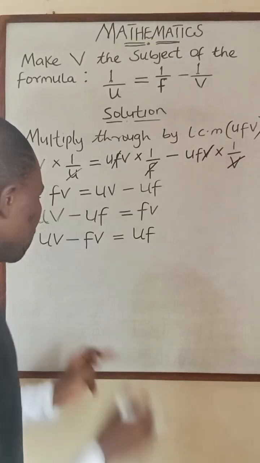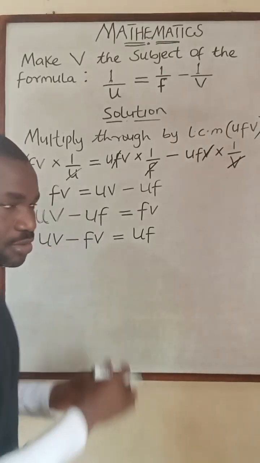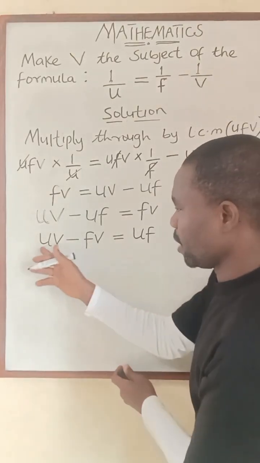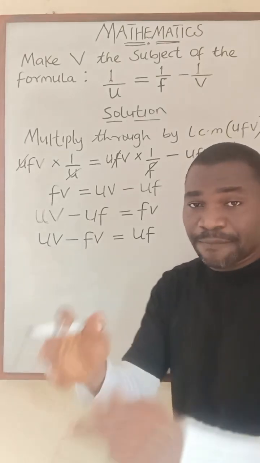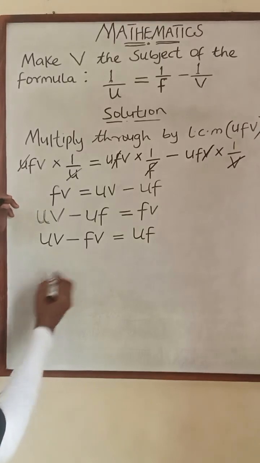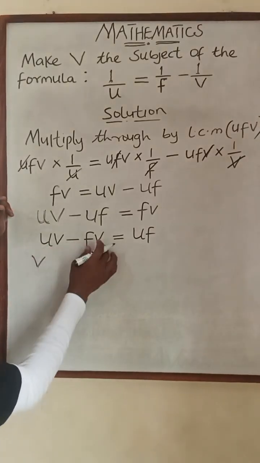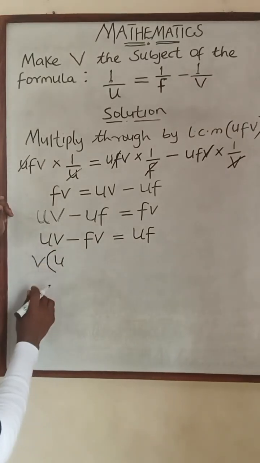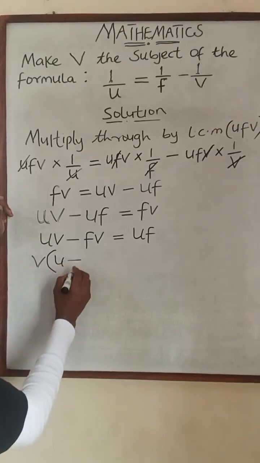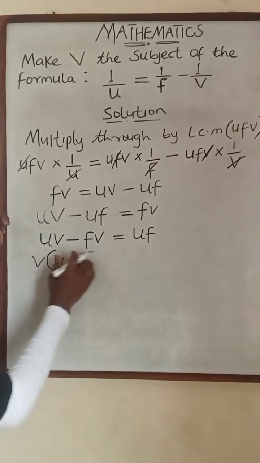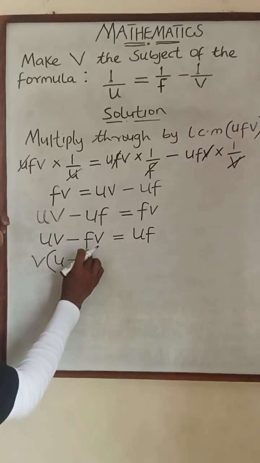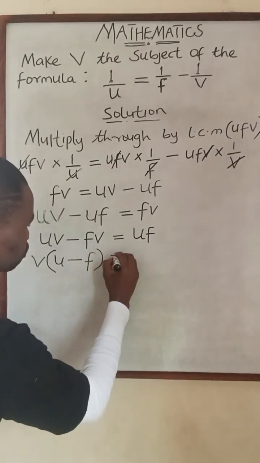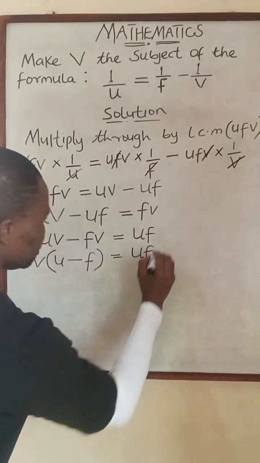Now let's continue. We have V over here, we have V over here. They are common. Now we need to factorize. So how do we do this? We do this by introducing V, then introducing a parenthesis. So let's put our V over here since they are common. We say V into brackets U. Yeah, U, then minus. Now what's left? We've taken U from here, so we are left with F over here. We say F, then we close the parentheses. So equals to what? UV.